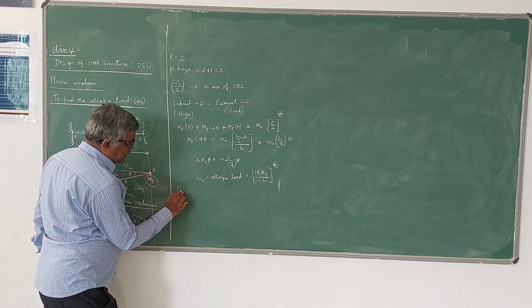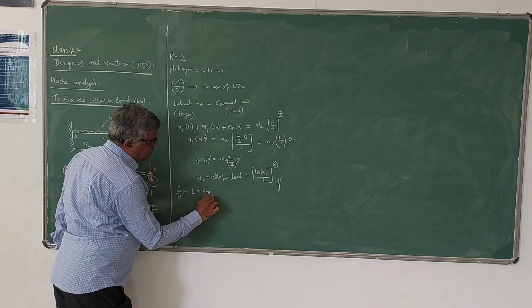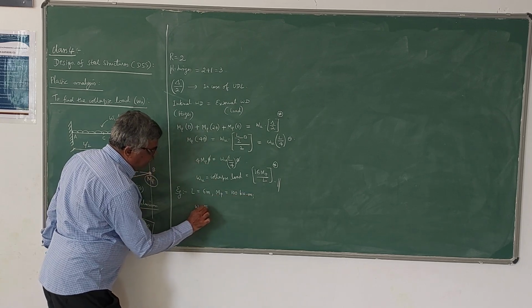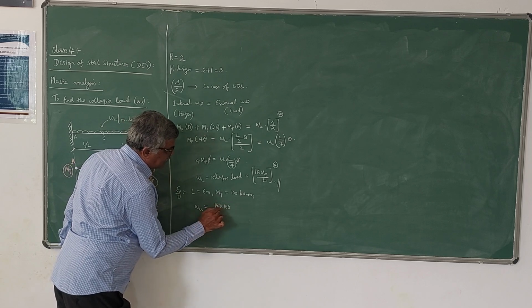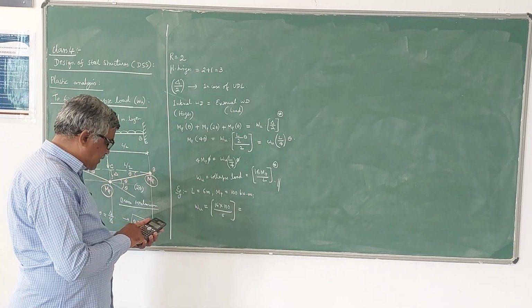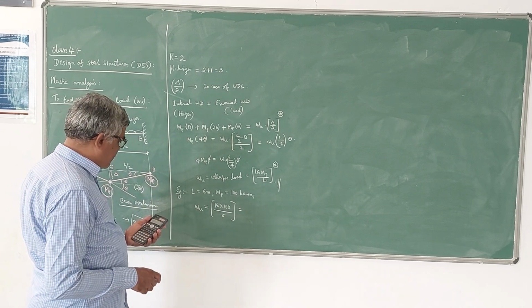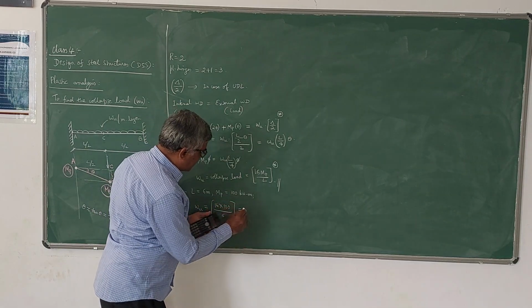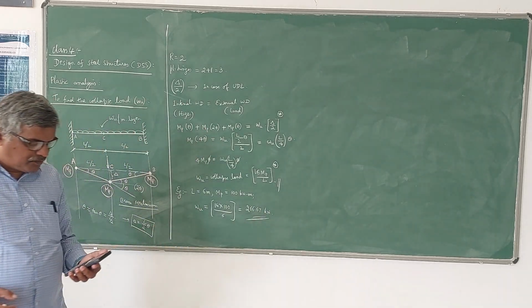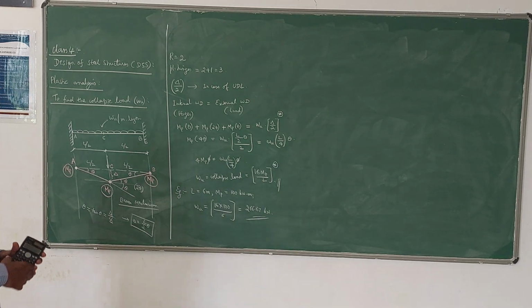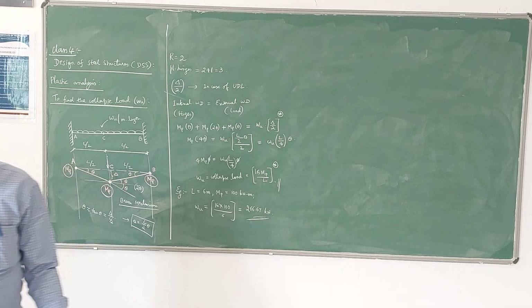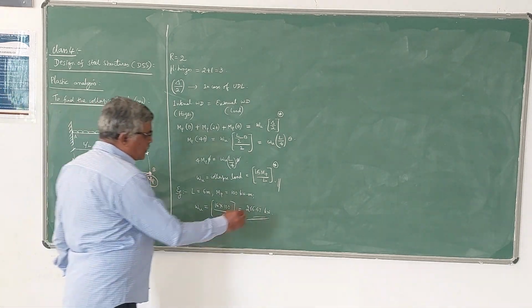For example, suppose the span of the beam is 6 meters and the MP value is 100 kN meter. What is the collapse load of the fixed beam? It is 16 into 100 divided by 6, that is 1600 divided by 6. So it comes out to be 266.67 kilonewton. This is the WU value. 266.67 kilonewton is the total UDL that can be applied on the fixed beam. So this is how we can find it.